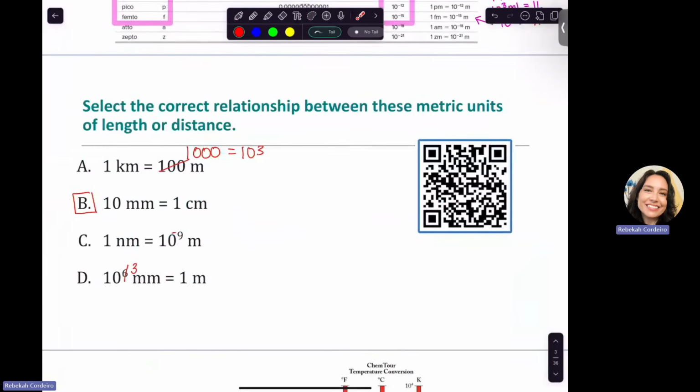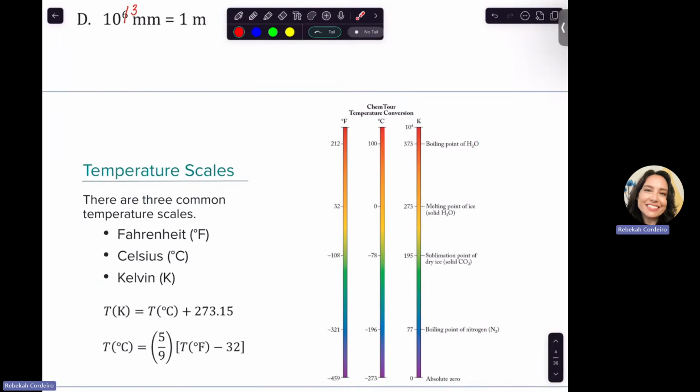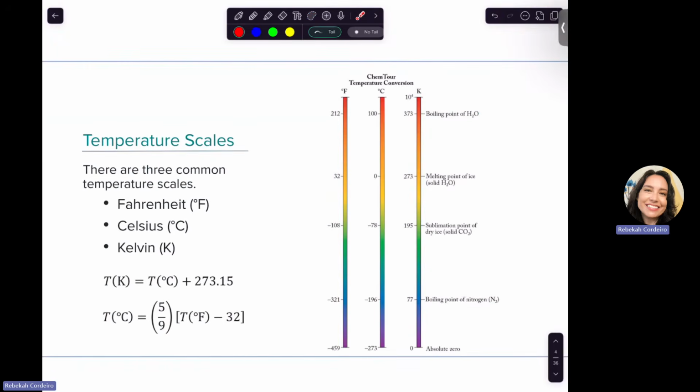If you have questions, definitely now is a great time to take a screenshot and text me the screenshot and then ask a question. We're also going to be doing a lot of algebra, so we're going to practice the algebra a little bit with the temperature scales.